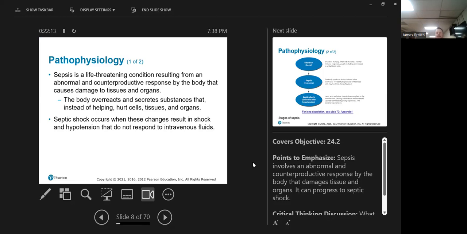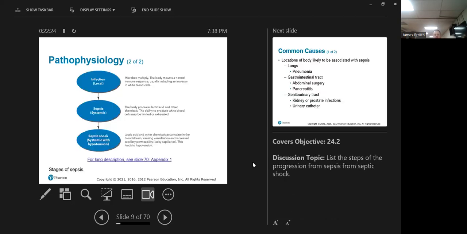Septic shock occurs when the changes result in shock and hypotension that do not respond to intravenous fluids. The pathophysiology involved: you have the local infection in which the microbes multiply. The body mounts a normal immune response, usually including an increase in white blood cells. The body produces lactic acid and other chemicals, and the ability to produce white blood cells may be limited or exhausted. And then septic shock occurs when the lactic acid and other chemicals accumulate within the bloodstream.